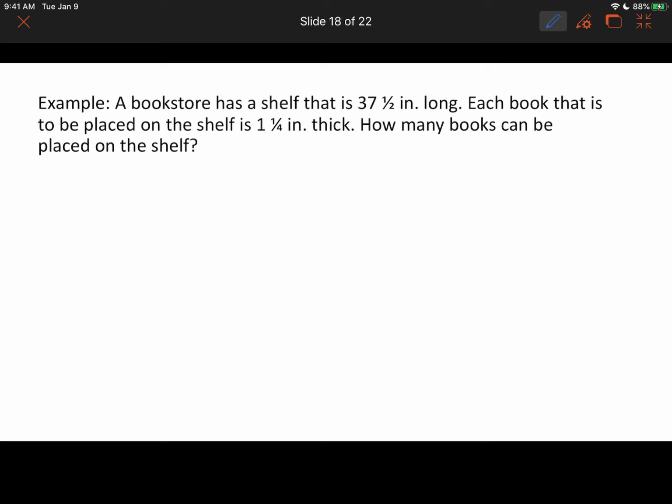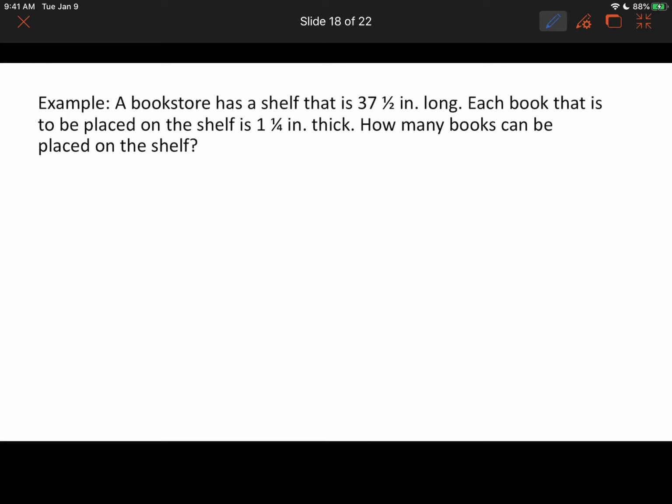All right, how about this one? A bookstore has a shelf that is 37.5 inches long. Each book that is to be placed on the shelf is 1¼ inch thick. How many books can be placed on the shelf? So you want to recognize that this is a division problem, right? I'm thinking about my shelf and I want to divide it into how many books I can put on it.